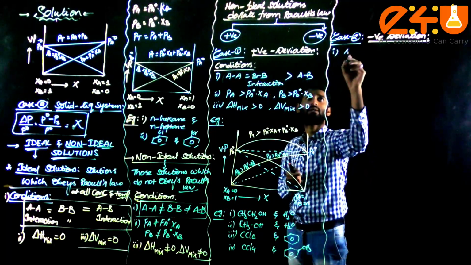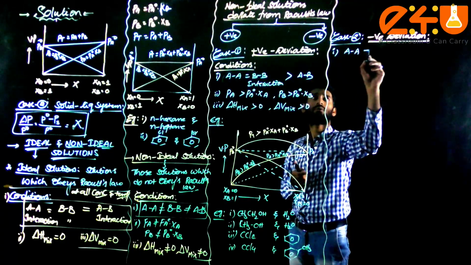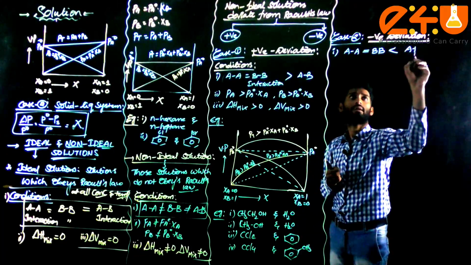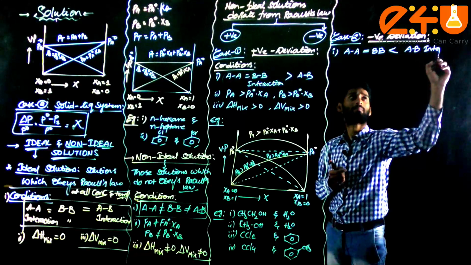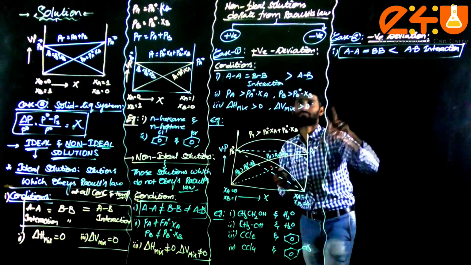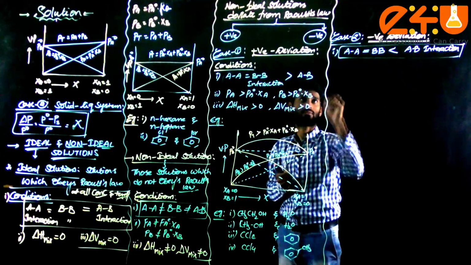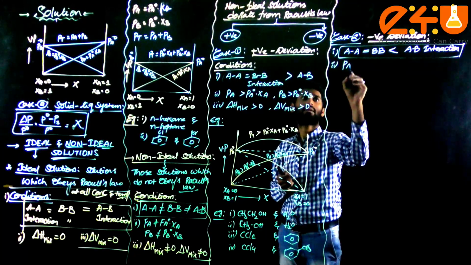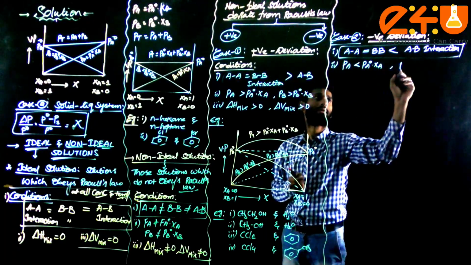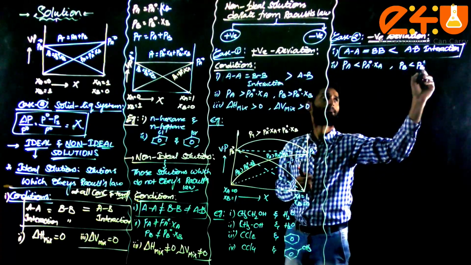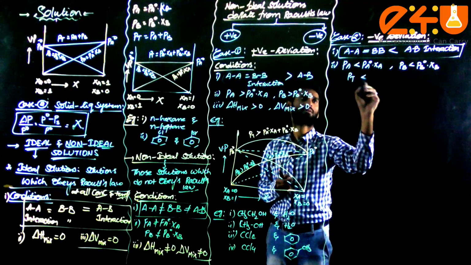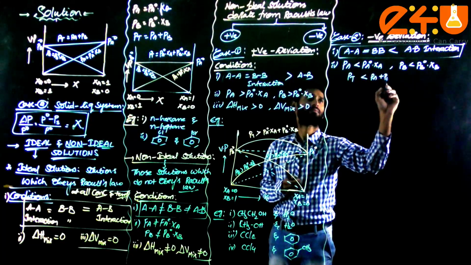First condition, negative deviation. The AA interaction and the BB interaction are less than the AB interaction. That means here AB interactions are stronger than both AA and BB interactions. Next, second condition, negative deviation, that means PA is less than PA naught into XA, and PB is less than PB naught into XB. Obviously we know then PT, total pressure, is less than PA plus PB.